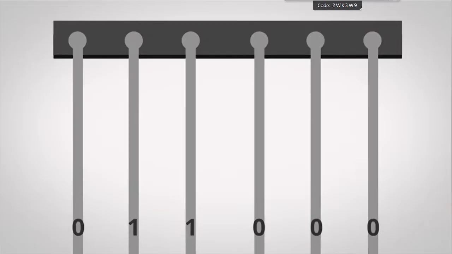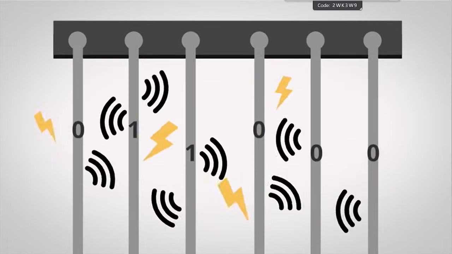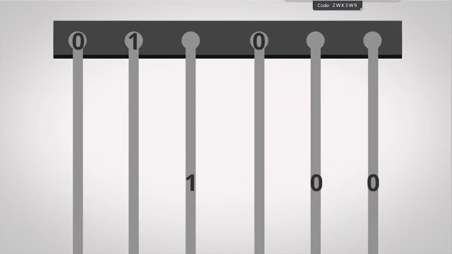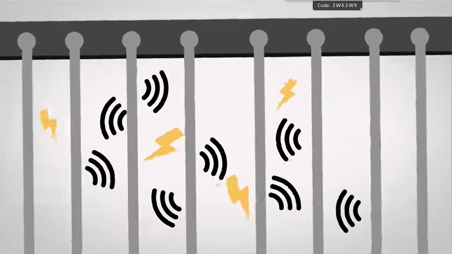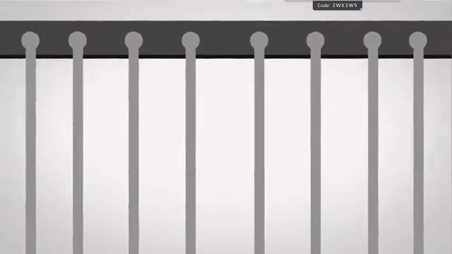Another phenomenon called crosstalk also complicated matters. Crosstalk is basically electrical interference between data lines that are close together, and it becomes more pronounced when you add more lines than again when you try to make them faster.